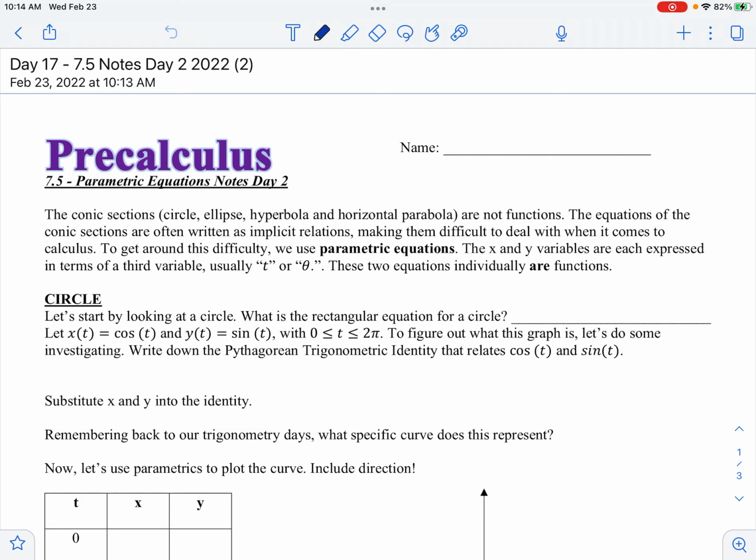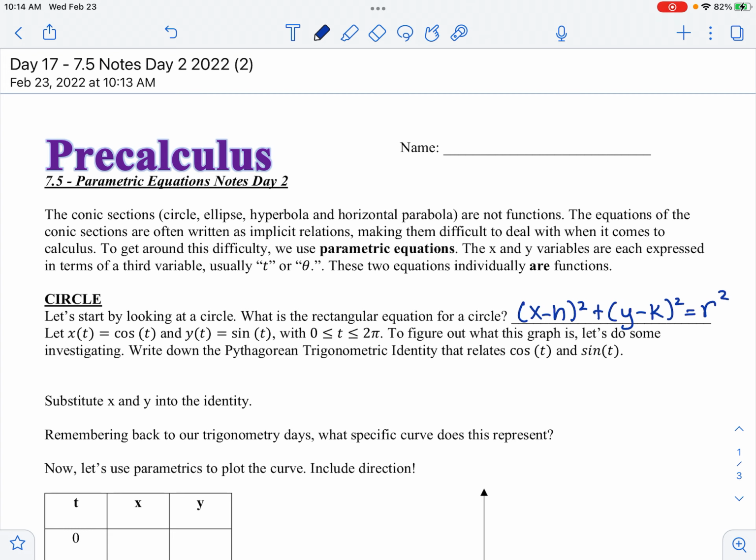The x and y variables are each expressed in terms of a third variable, usually t or theta. These 2 equations are individually functions themselves. So let's start by looking at a circle. What's the rectangular equation for a circle? Recall that it is x minus h quantity squared plus y minus k quantity squared equals the radius squared.